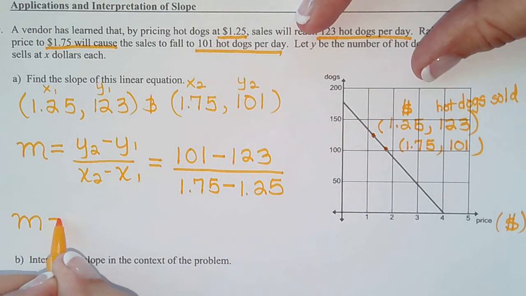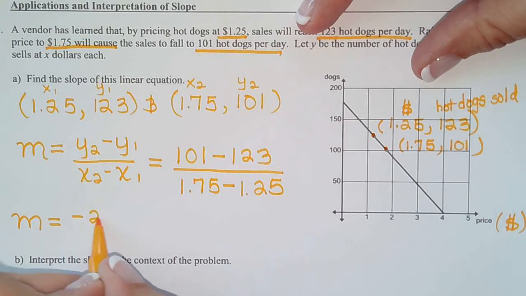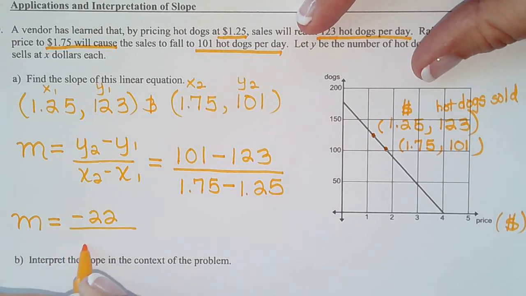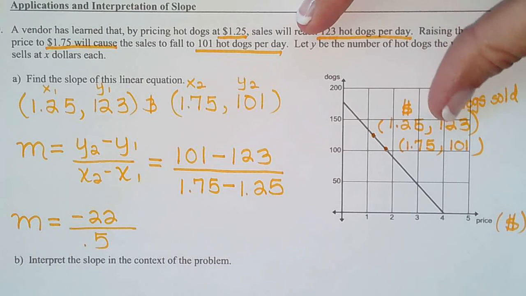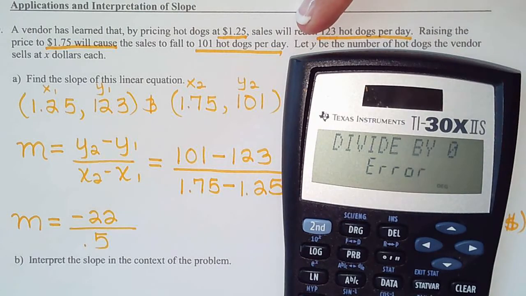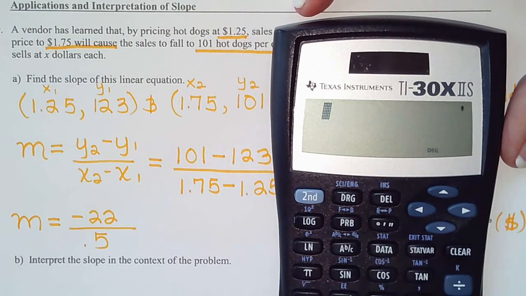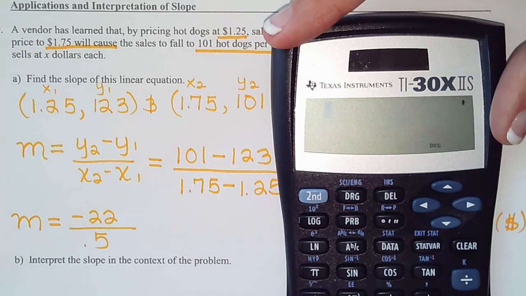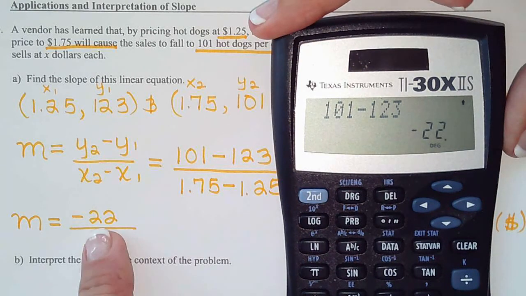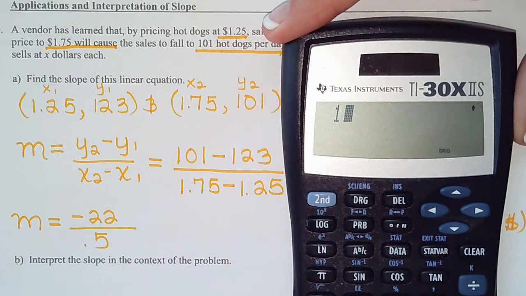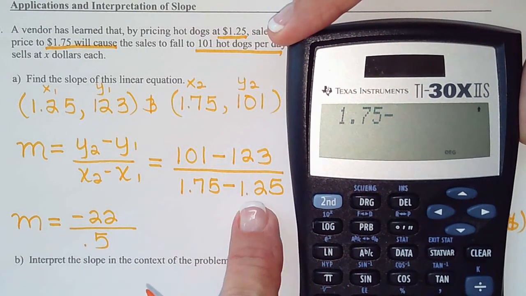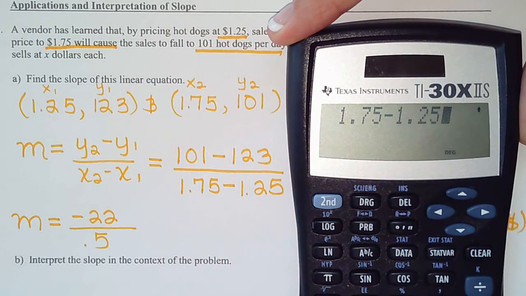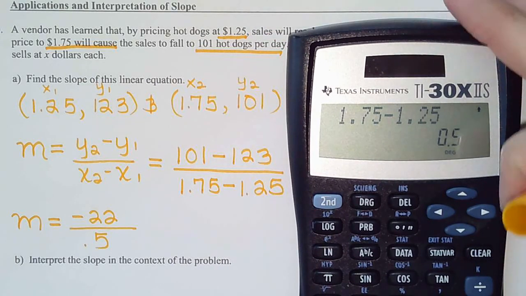So this looks like what? Negative 22 over 0.5. And I never guess, so I'm just going to verify it with the calculator. So 101 minus 123, negative 22, good. 1.75 minus 1.25, 0.5, boom, we got it.